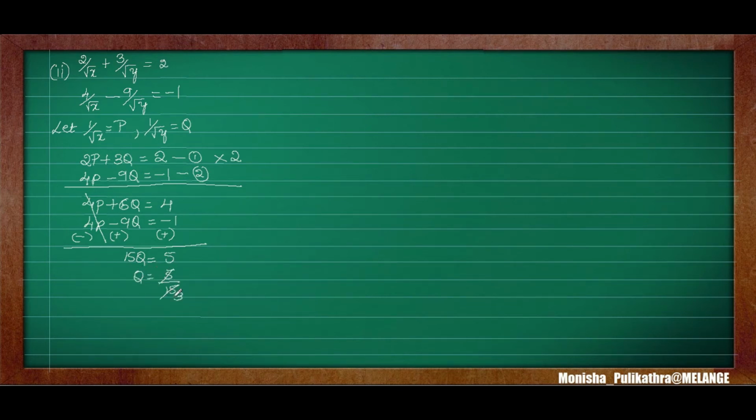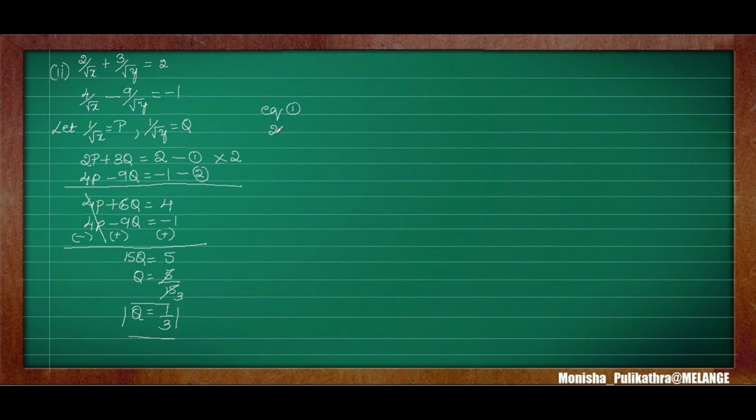So 5 ones are 5, 5 3s are 15. So the value of q is 1 by 3. So this is the value of q. Next we need to substitute this q value into equation 1 or equation 2. I will be using equation 1 itself.